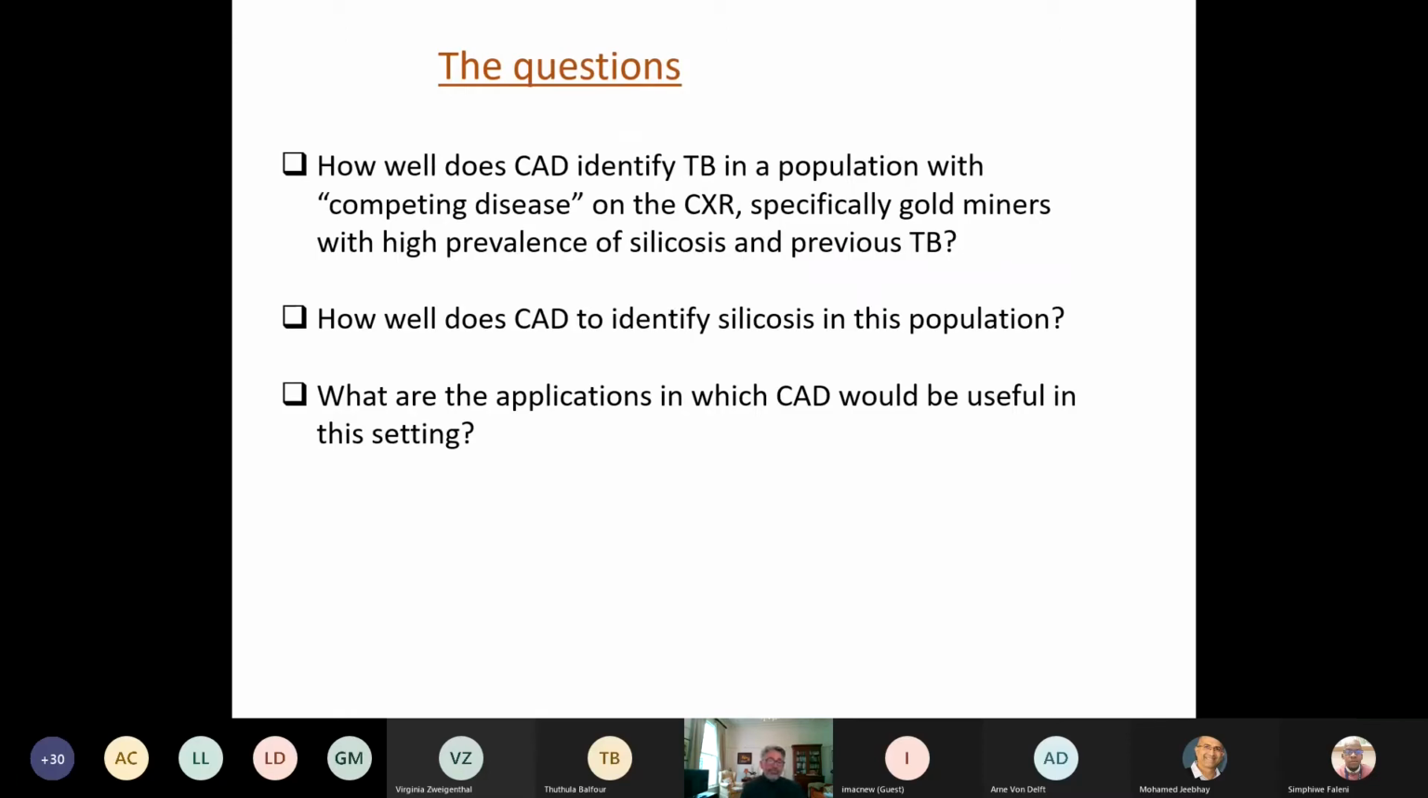So the question is, how well does CAD identify tuberculosis in a population with competing disease on the chest X-ray? And this is the big conundrum. Gold miners have very high prevalences of previous tuberculosis, which leaves considerable, I'll show you in a moment, structural patterns of abnormality. And of course, they also have high prevalence of silicosis. How well does CAD identify silicosis? And really, it's the vice versa, given the high background rate of tuberculosis. And then one needs to contemplate what are the applications in which CAD would be useful in this setting.